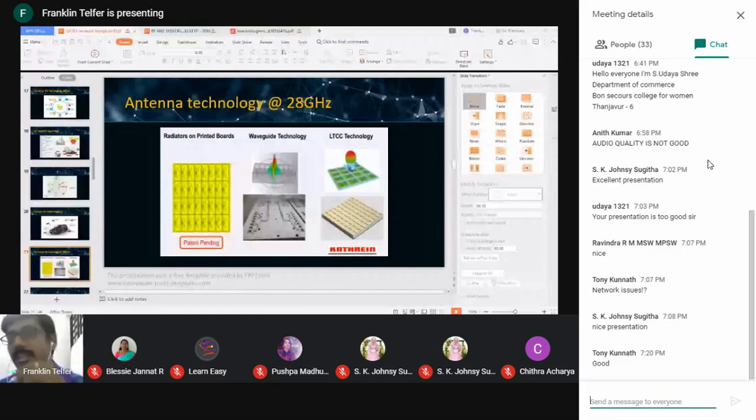EM simulation. Previously we used the conventional method of designing with pen and paper, but now it has moved to systems that should be used. These include ADS and CST. I think there are around eight simulators.